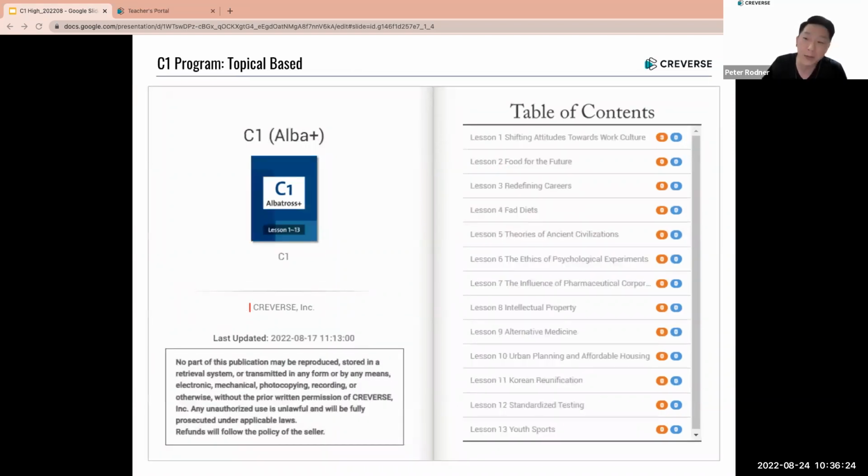For the Alba and Albatross Plus levels, all of these are a little bit new, so keep that in mind. But all of them should be something that they can work with. Keep in mind that a lot of them will be more academic based, not narrative based or exposition based. So just keep that in mind for the reading, and you'll see that when we're coming up.